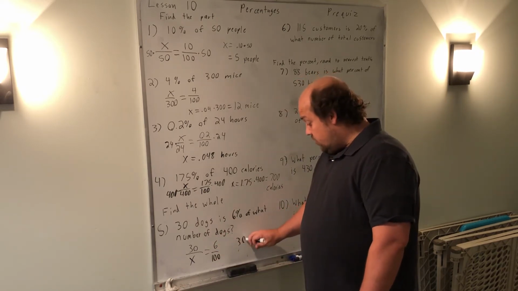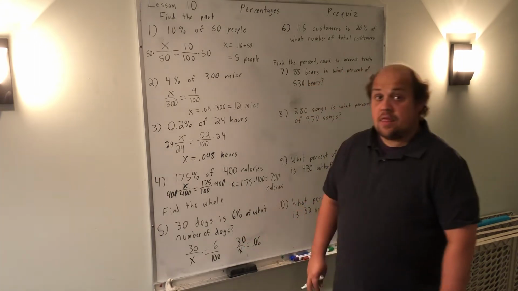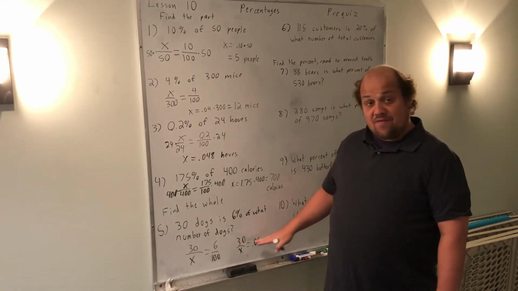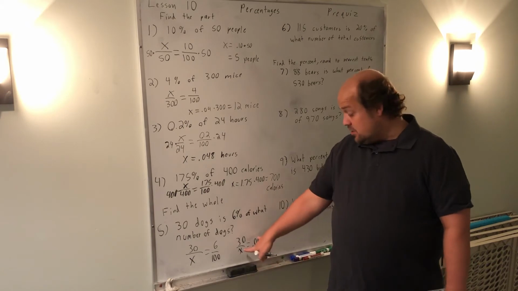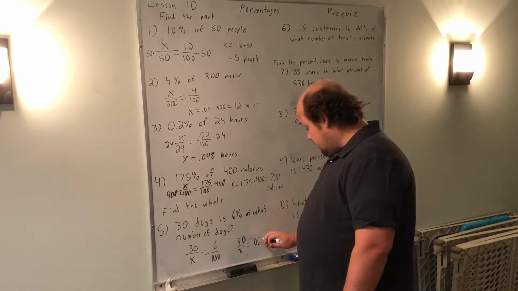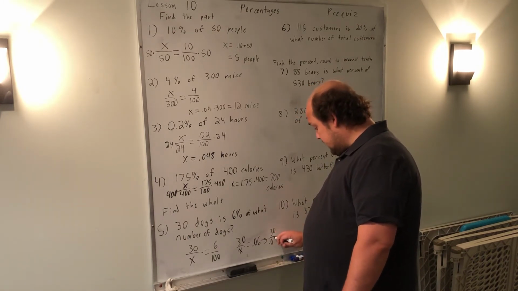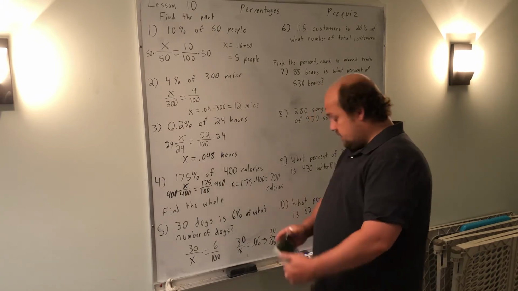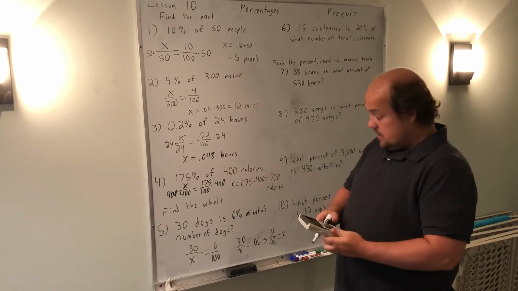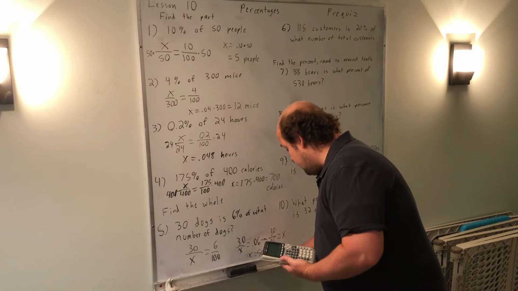Really, it means that 30 over x equals 0.06. The best way to get x alone is to multiply both sides by x and divide both sides by 0.06. So I'm really switching where these two are. If I do that, it becomes 30 over 0.06 equals x. When I put it in my calculator, 30 divided by 0.06 gives me 500. So x equals 500 dogs.